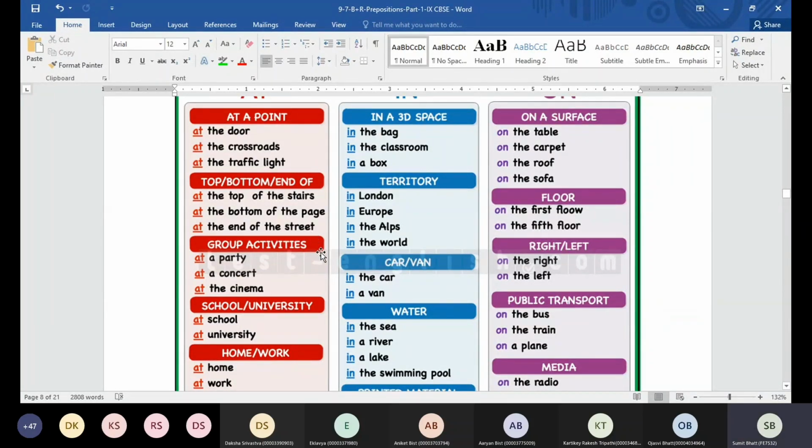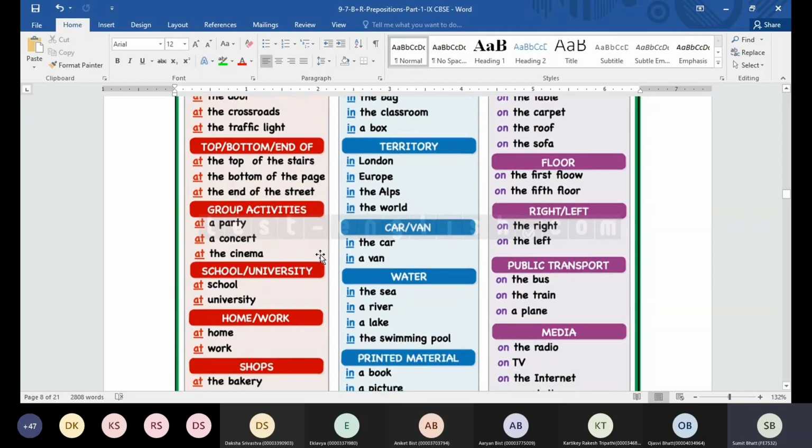Like at the top of the stairs, at the bottom of the page, at the end of the street. So we are referring to one particular place where you can find things. If you have group activities, like you found someone at a party, at a concert, at the cinema, we use the word at. If you are referring to school and university, they are again at one particular place, right? So we use the word at here, like at school, at university, and so on.